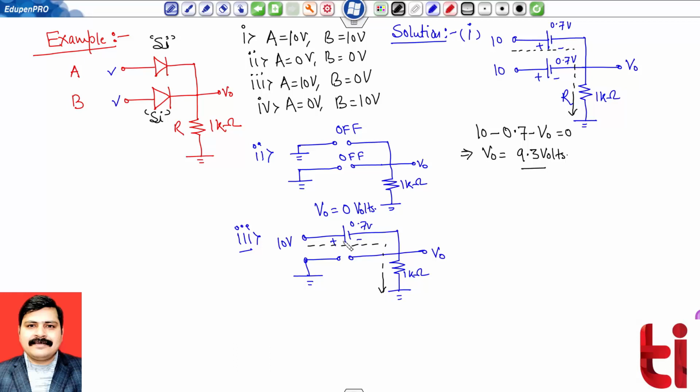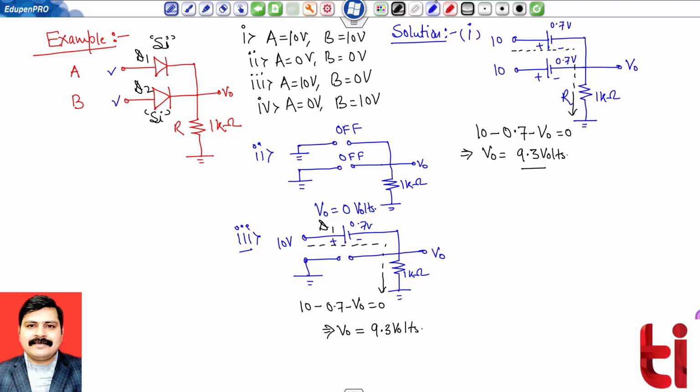Now you can check there is one closed loop due to diode D1. Suppose this was D1 and this was D2. So due to diode D1 there is a closed loop, and I can apply KVL. It will provide me 10 minus 0.7 minus V naught equals 0. Therefore V naught equals 9.3 volts.